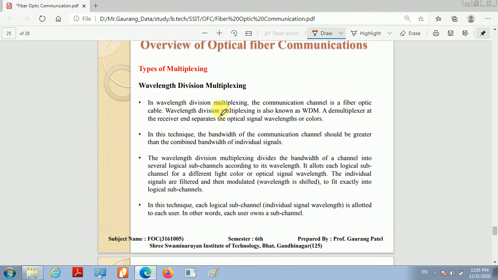So in wavelength division multiplexing, the communication channel is optical fiber cable. And in this channel also, the bandwidth of the communication channel should be greater than the combined bandwidth of the individual signals. Very important to note.